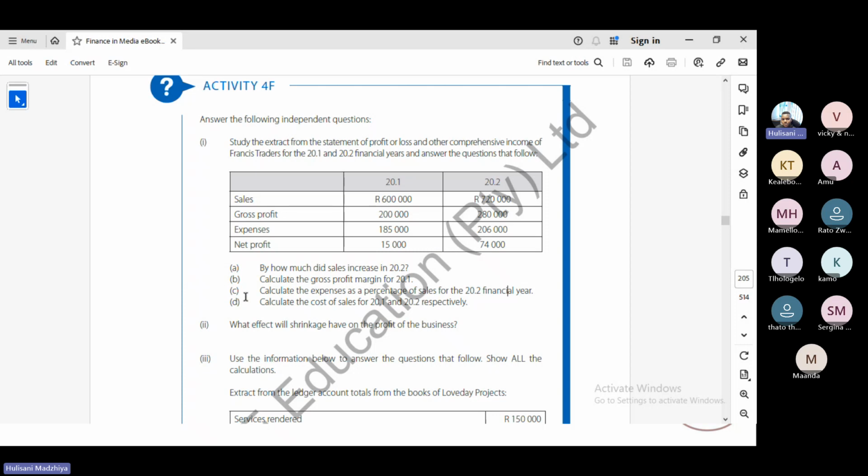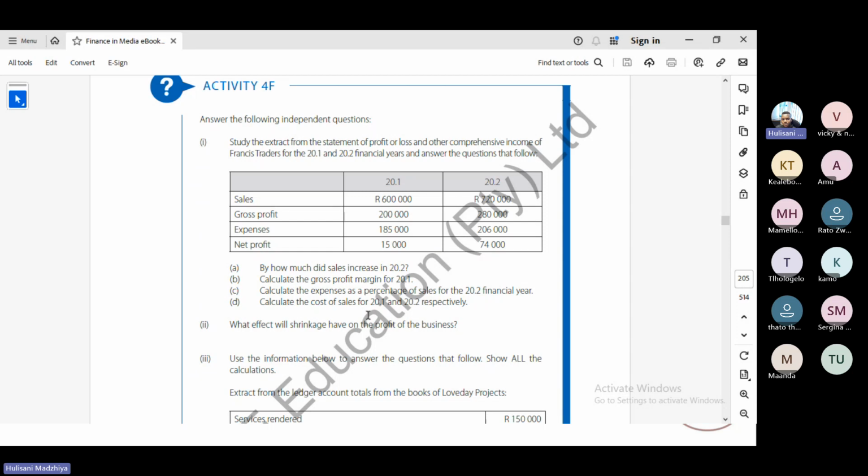This is one of the methods I was explaining in terms of the common size income statement. Everything is expressed as a percentage of sales to assess if this year we spent more compared to last year when measuring against the revenue or sales. And then number D, calculate the cost of sales for 2.1 and 2.2.